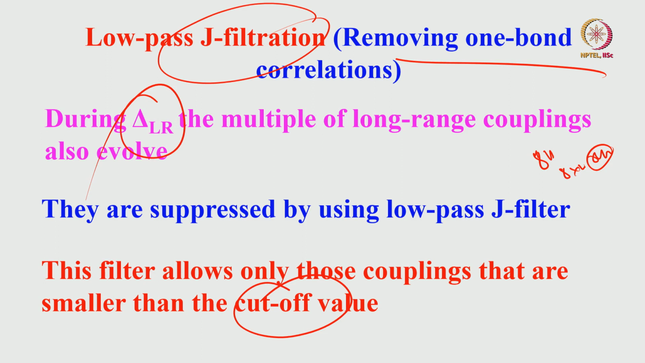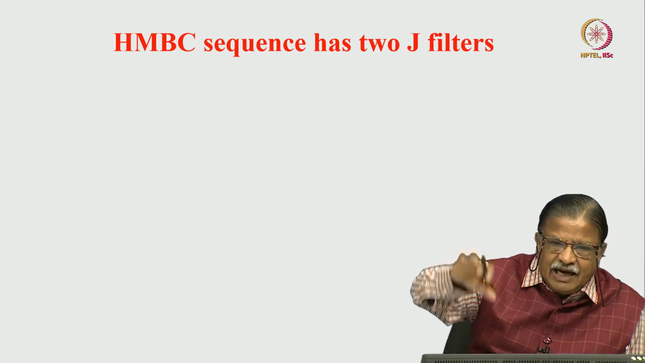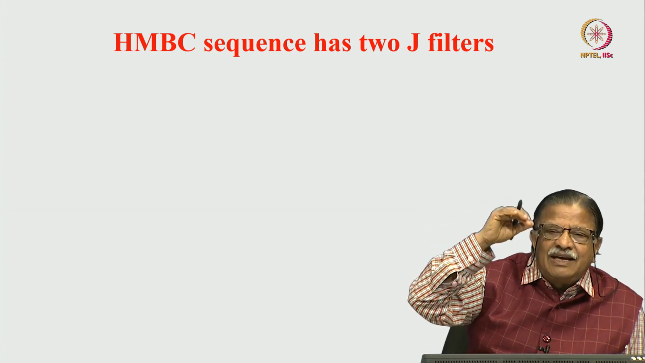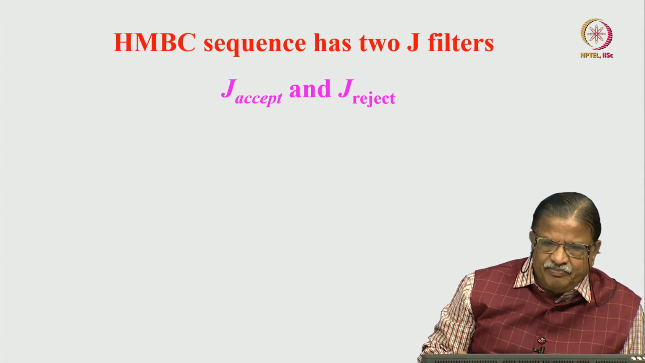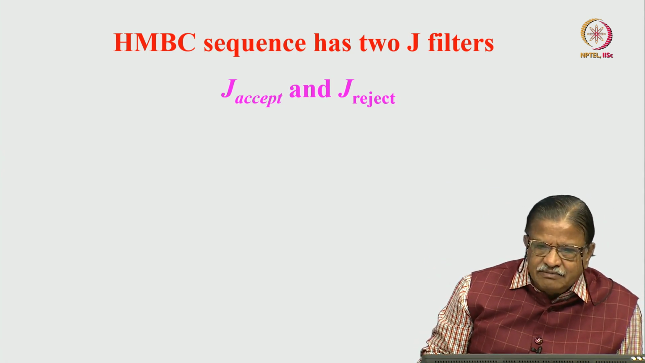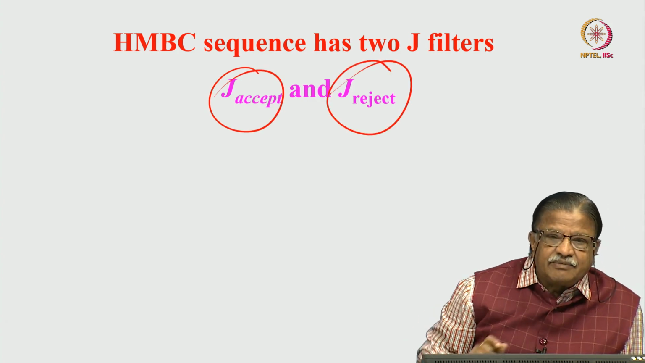Anything above that is going to be removed. And this is why HMBC sequences generally have two filters. One is a filter for the long range coupling evolution, the other is to prevent the long range evolution of the one bond couplings. So that means we have two filters. One is called a J accept filter, the other a J reject filter.